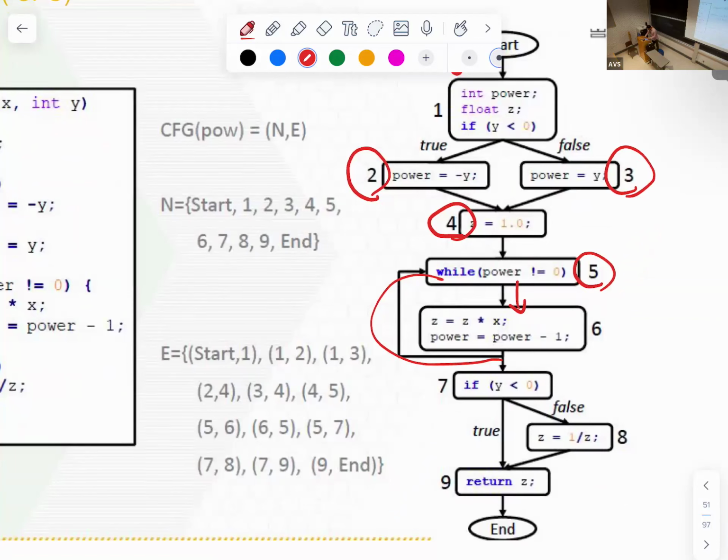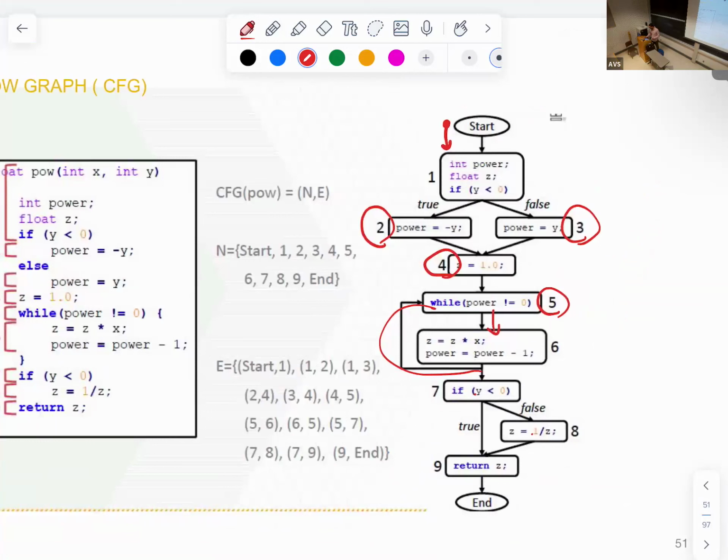From 7, we either go directly to 9, or we go to 8 and then 9, and so on and so forth. So it is very clear that these are the common paths. And as I said, the important thing about this is that it now gives you the possible transitions.